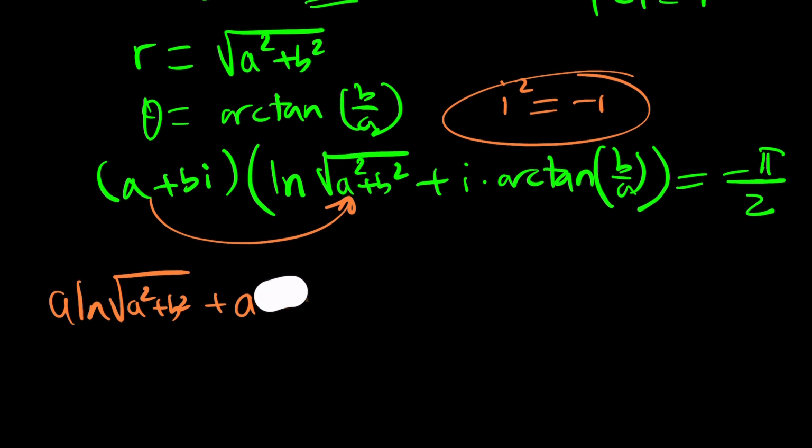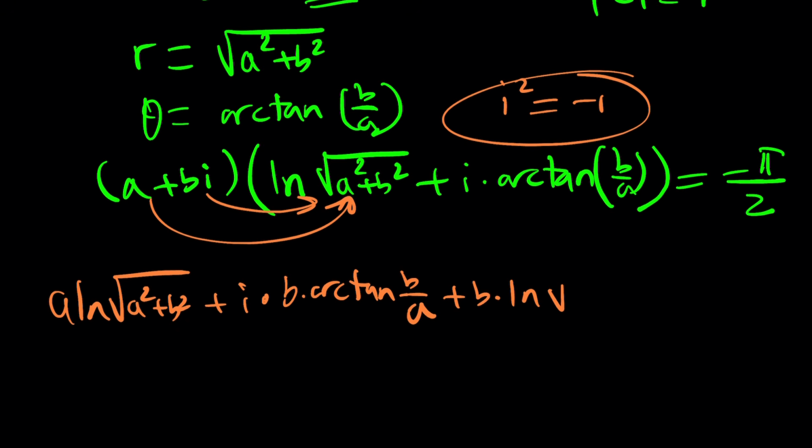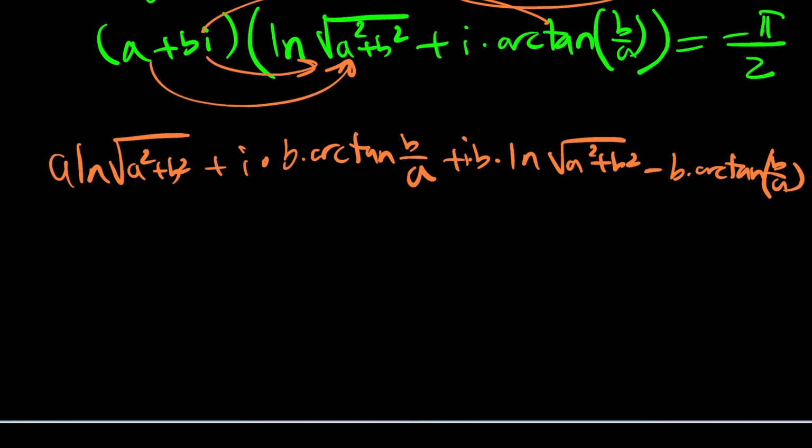By the way, we can factor out an i here, or write the i first, b times arctangent b over a, and then we can distribute this, plus b times ln square root of a squared plus b squared, but of course there's an i here. And then at the end, i squared equals -1 gives us a minus sign here, b times arctangent of b over a. Okay, let's put these together, a ln square root of a squared plus b squared minus b times arctangent of b over a.